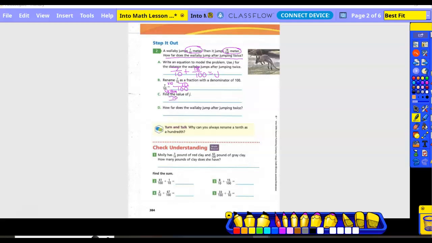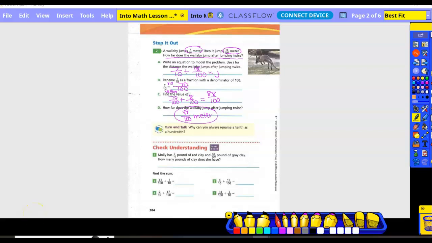So 70 hundredths plus 18/100 equals, what is 70 plus 18? 88/100. So how far does the wallaby jump after jumping twice? 88/100 meter. So 88/100 meter.